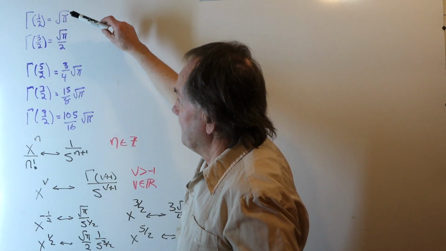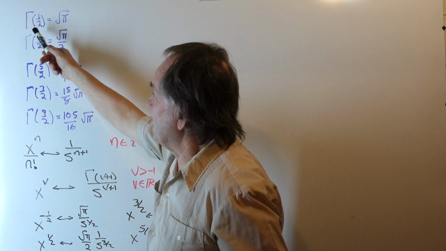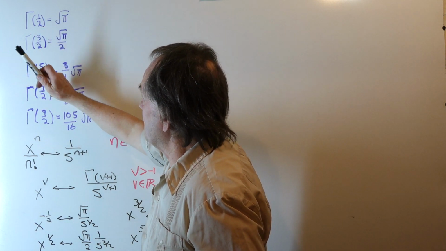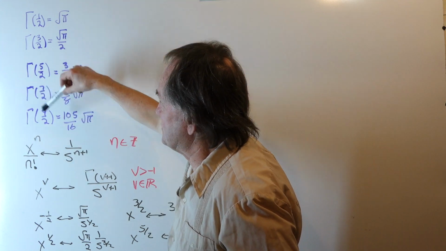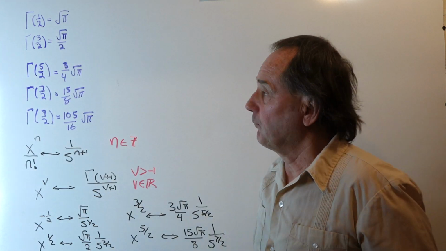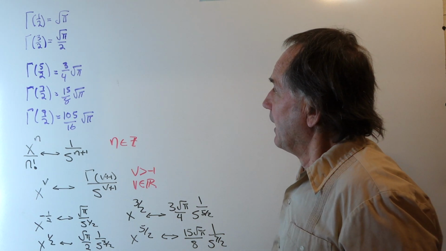I've put some values for this gamma function that we'll be using. We have gamma of 1/2 is the square root of pi, and then we have gamma of 3/2, 5/2, 7/2, and 9/2. These show up quite a bit when using Laplace transforms.